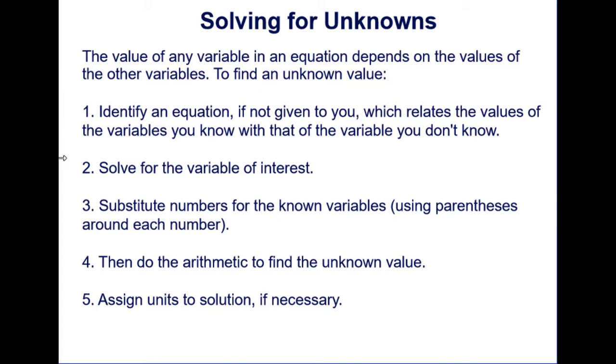1. Identify an equation, if not given to you, which relates the values of the variables you know with that of the variable you don't. 2. Solve for the variable of interest. 3. Substitute numbers for the known variables using parentheses around each number. Using parentheses, I think this is one of the most important parts and is key when you're solving for unknowns. 4. Then do the arithmetic to find the unknown value. And finally 5, assign units to the solution if necessary. Let's take a look at how these 5 steps work now with an example.